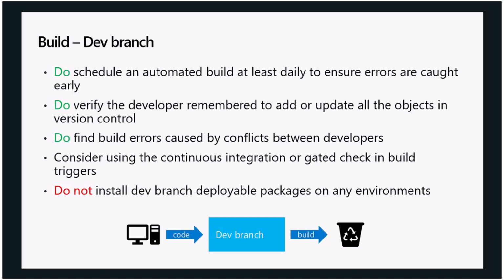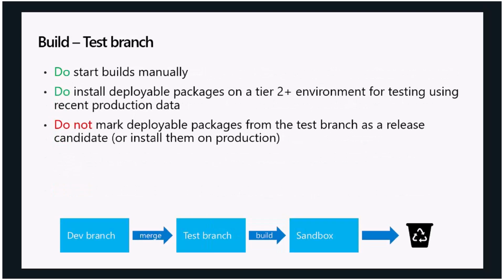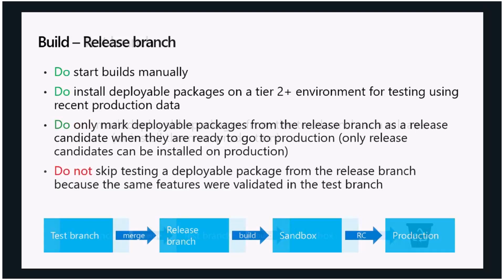Do not install dev branch deployable packages on any environments. You run the build just to make sure that it builds clean and everything works, and then you toss them. On the test branch, because you merge things manually, you normally start the builds manually. After the merge, you start a build, you install those deployable packages on a Tier 2 environment for testing using recent production data, and you don't mark them as a release candidate. They stay in the asset library, but you don't use them after they're installed on the Tier 2.